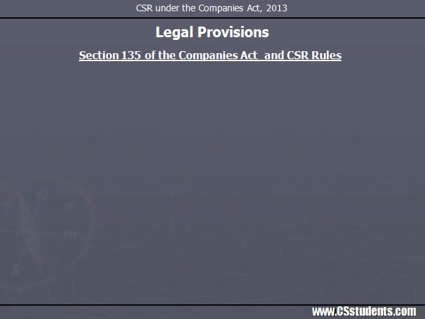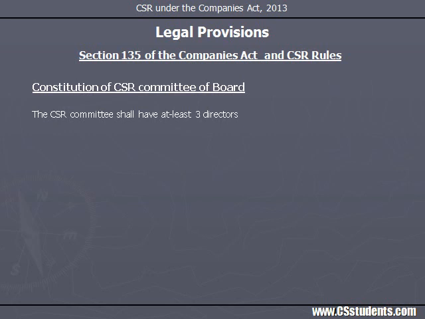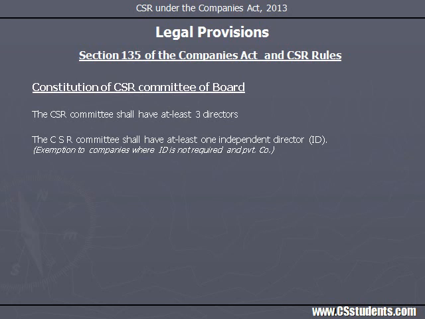So, if the company is covered under any of the discussed criteria, then that company will have to comply with certain provisions. First one is to constitute the Corporate Social Responsibility Committee of the Board. Following are the provisions applicable on the CSR Committee. The CSR Committee shall have at least 3 directors. The CSR Committee shall have at least 1 independent director.